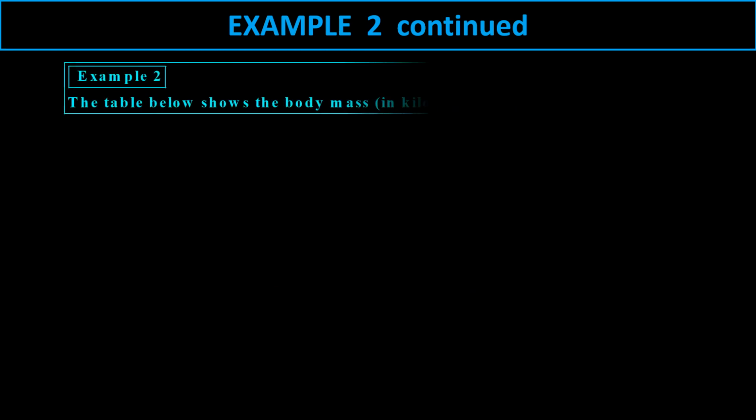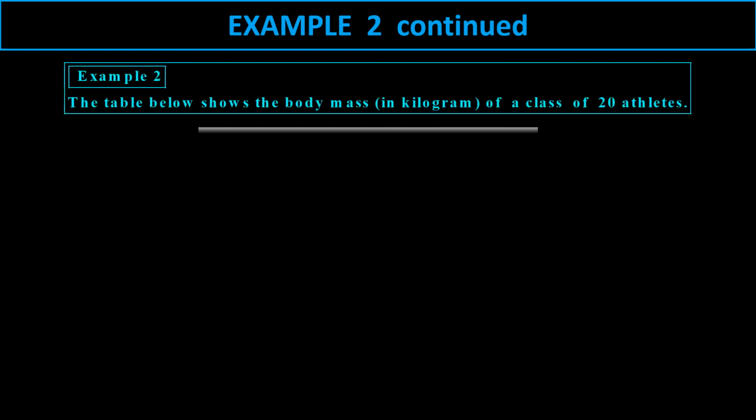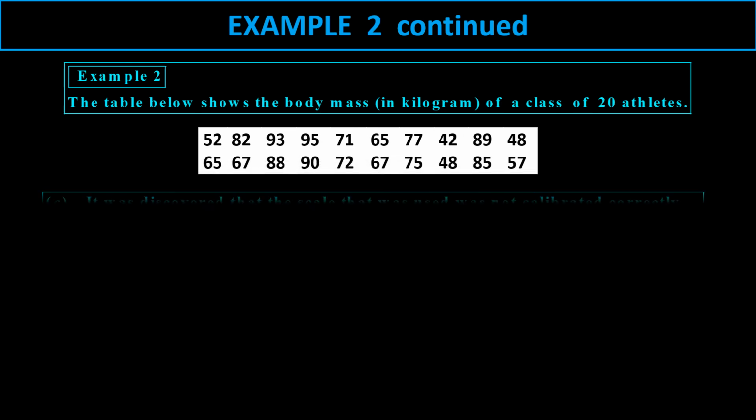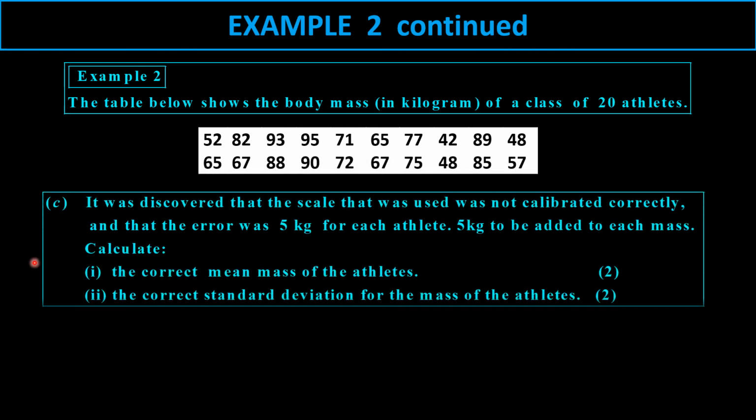Now let's look at the third question here of example number 2. There we have our data again, just for easy reference. And this is the new information. It was discovered that the scale that was used was not calibrated correctly, and the error was 5 kilograms for each athlete. Normally they set the scale exactly at 0. Maybe the scale there was not set at 0, it was set below 0. So there's an error of 5 kilograms. So they underweighed them, 5 kilograms to each one. For example, instead of 52, that needs to be 57, instead of 65, 70, etc.